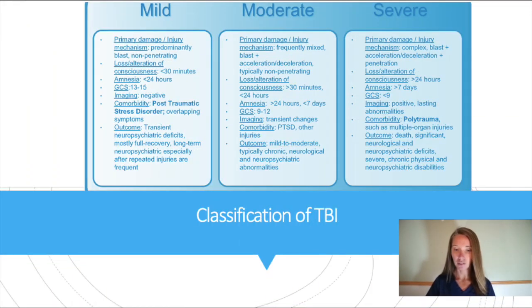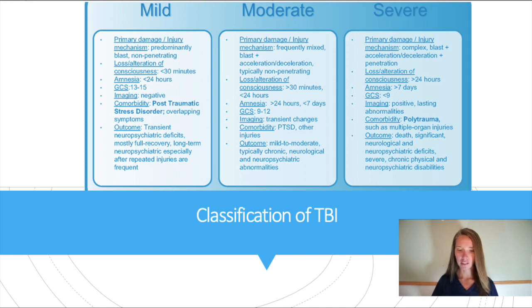So we classify our TBIs as mild, moderate, or severe. Again, mild injuries are usually a brief loss of consciousness, maybe even a short amount of amnesia. The patient may experience transient neurodeficits, usually have good recovery, good outcomes. But if they have repeated injuries, their outcomes are, of course, poorer. You know, if they're constantly playing football and have those head-on collision injuries, and they're constantly getting headaches, the long-term effects are going to be pretty detrimental.